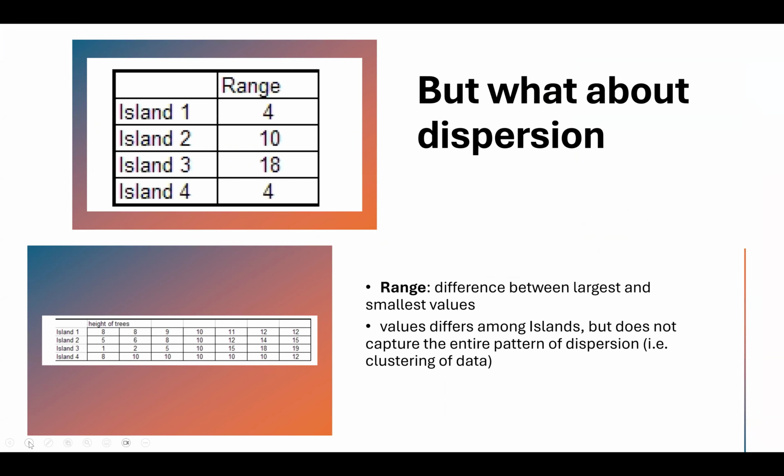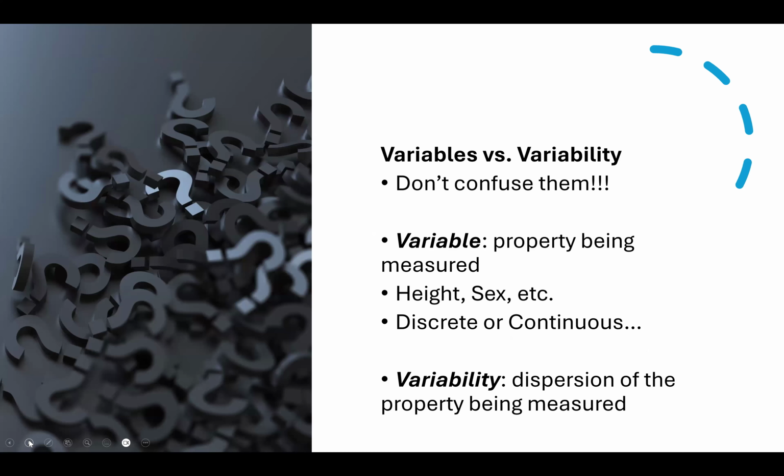What about the dispersion? So what's the range, right? So what's the smallest and the largest value? Are the values between islands really different? And does this really capture the whole population, right? Is this a really good pattern of dispersion, or is it just a tiny sample? So we have to think about those things.